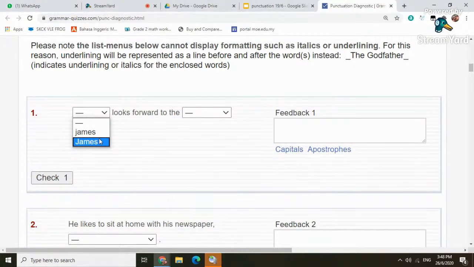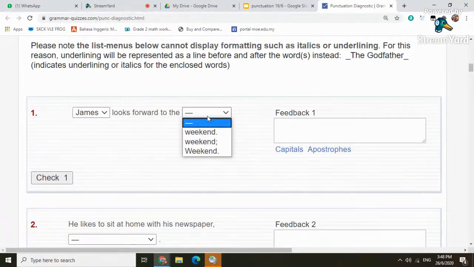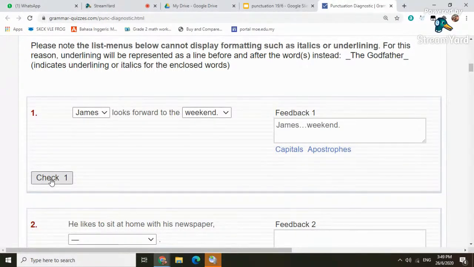So, some answered J with a capital letter, correct. James looks forward to the weekend with a full stop, or weekend with a semicolon, or weekend with a capital W. What would the answer be? Okay, this is number 1. Let me do it for you. Weekend. So let us check number 1. That's the correct answer. Why? Because the beginning of a sentence has to be a capital letter and the ending should have a full stop, and weekend is not a proper noun, so you don't have to use a capital letter.